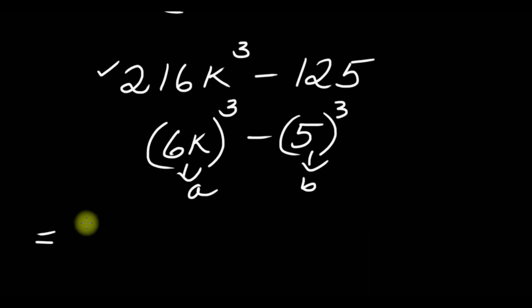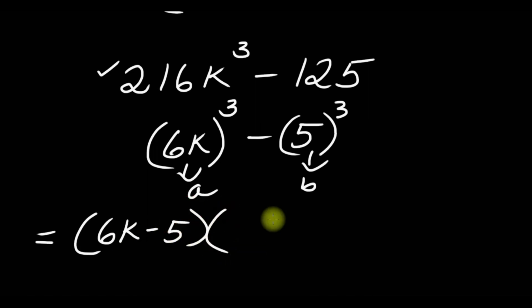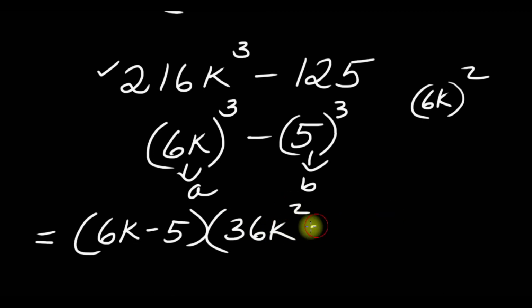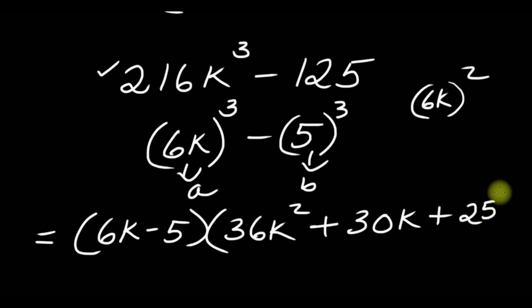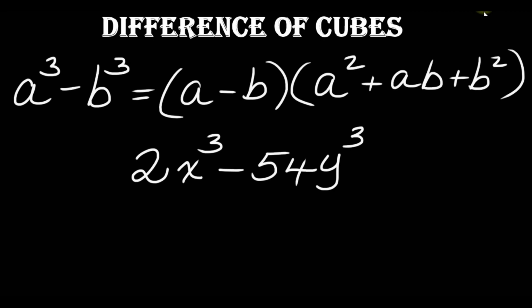So the first one is going to be A minus B. So that's going to be 6k take away 5. And then the second one is A squared. So 6k squared is going to be 36k squared. Plus A times B. So that's going to be 30k. Plus B squared. So 5 squared is 25. That's it. You're done.